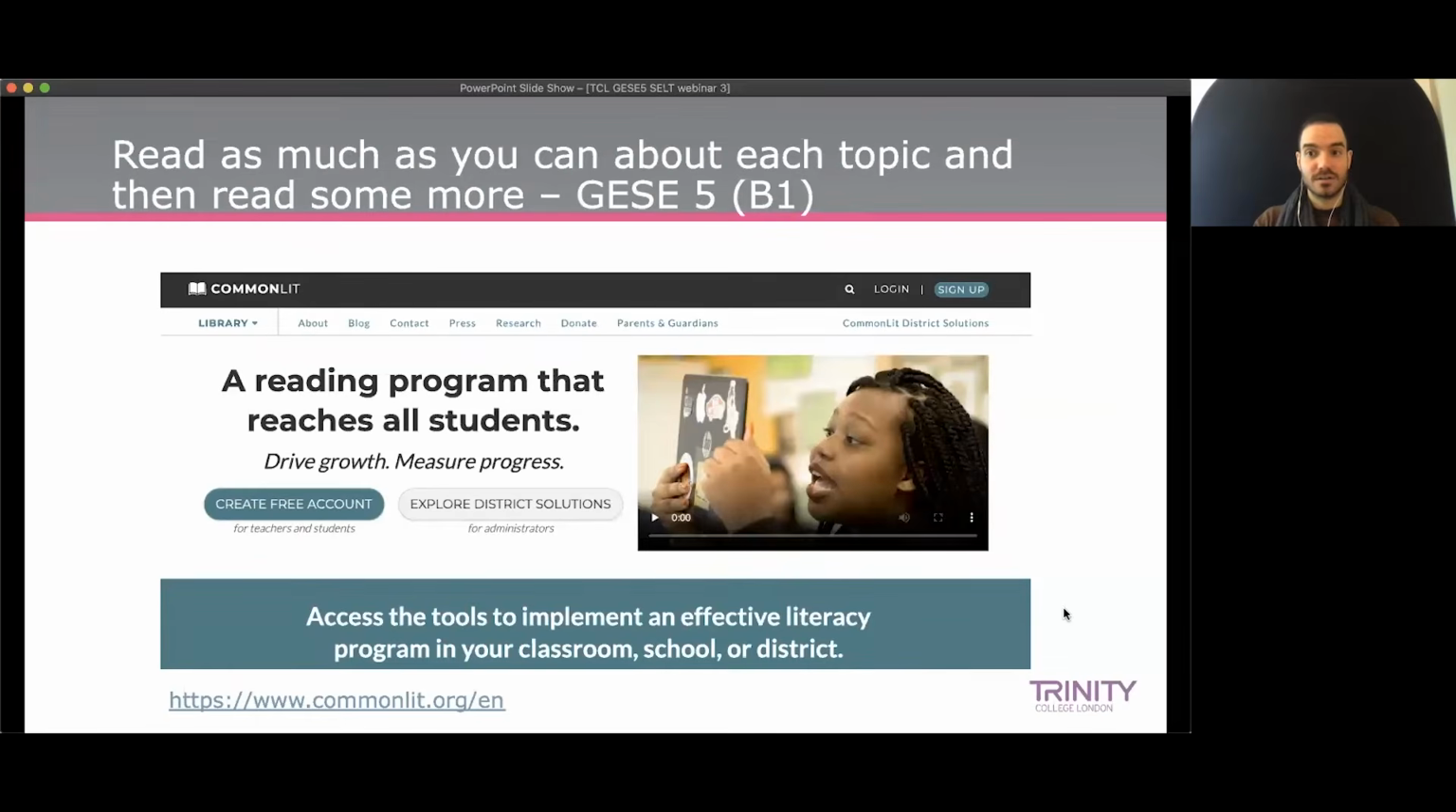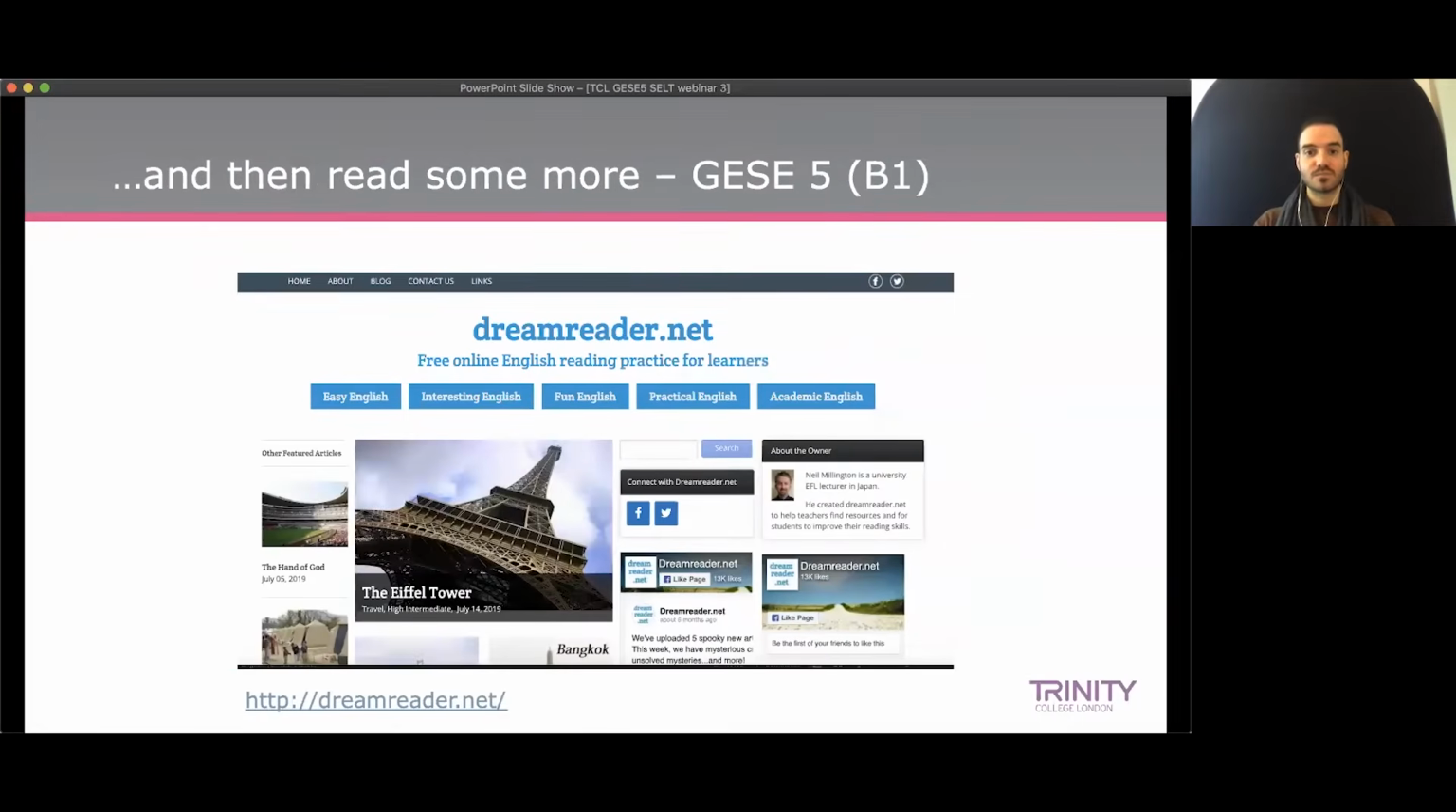Another website that you can use is dreamreader.net. It does exactly the same thing like we saw earlier. You can search for a text based on the subject you are looking for.